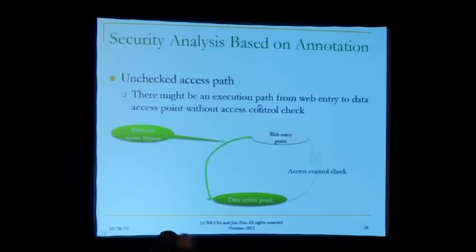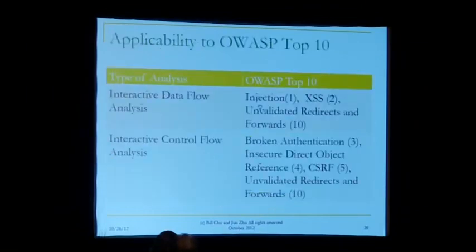So again, this is the high-level picture representation of this. We did our mental mapping of this against the OWASP Top 10. So what sort of problems can we deal with in the OWASP Top 10? Obviously, injection attacks, which we can address with interactive data flow analysis, cross-site scripting, and some parts of unvalidated redirects and forwards.